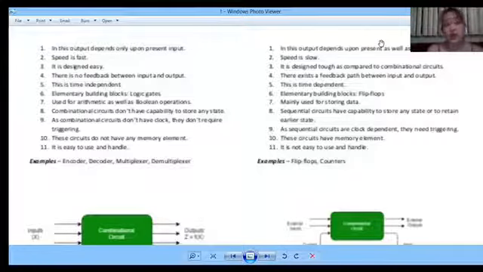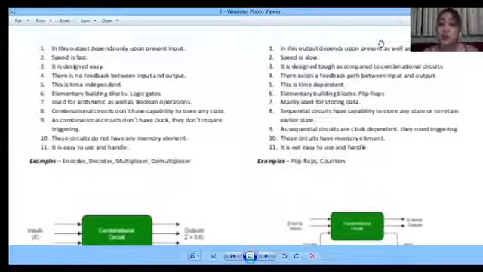Okay, so the examples of the combinational circuits are encoders, decoders, multiplexers, and demultiplexers, just like what I've said in the previous video. Now, we are going to discuss the sequential circuit.